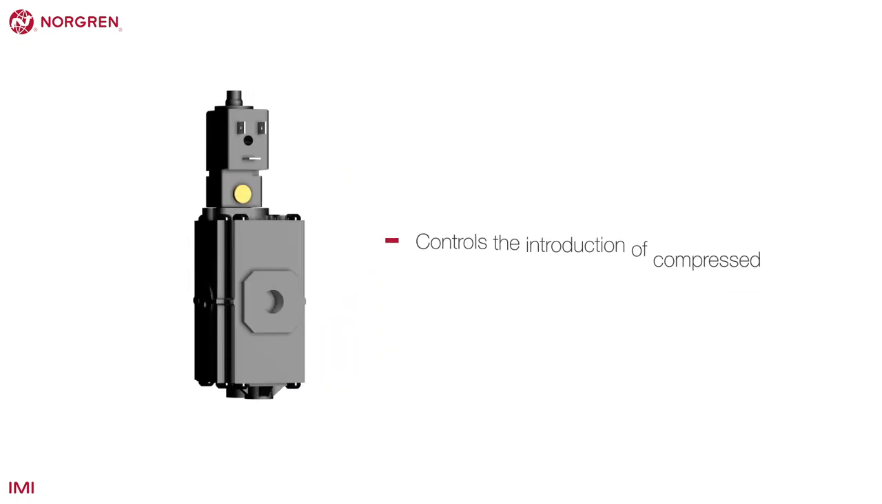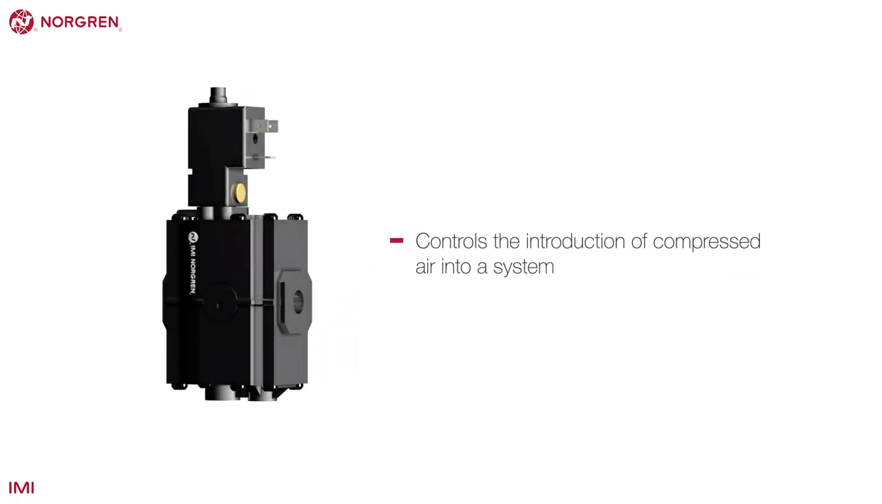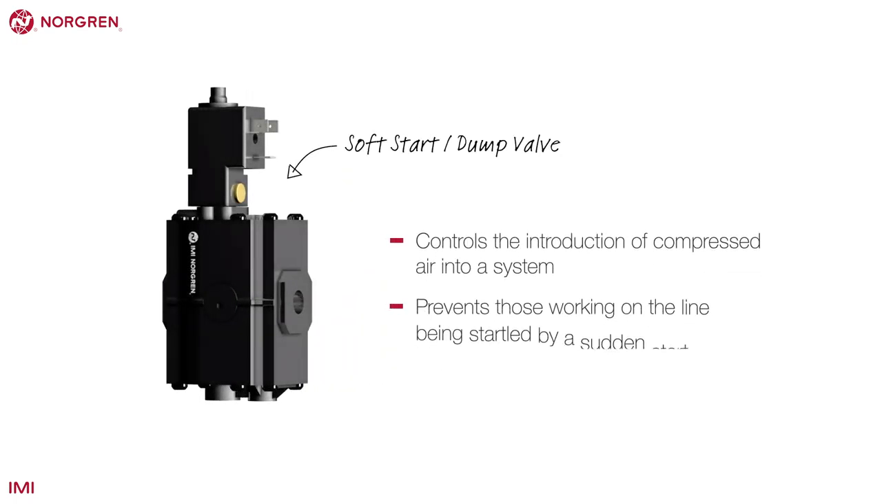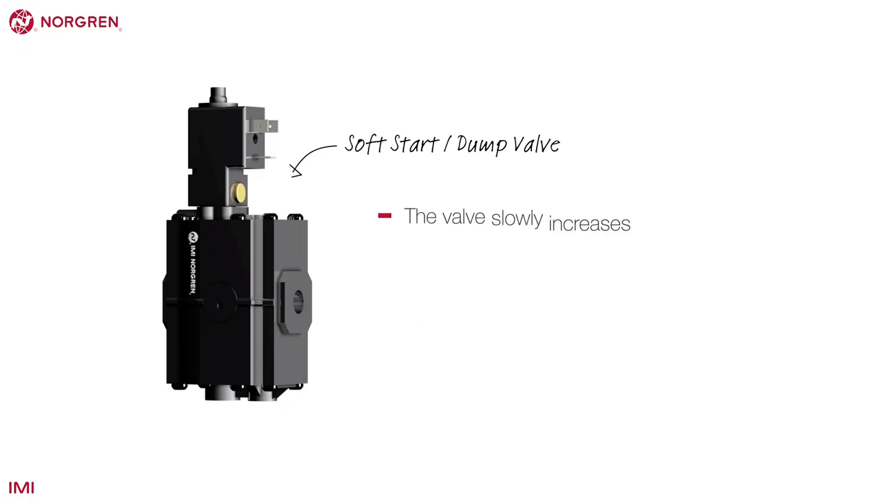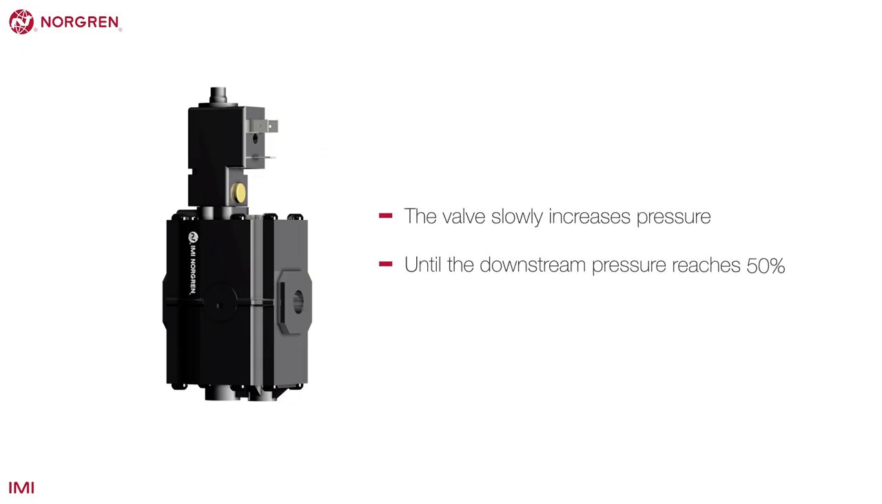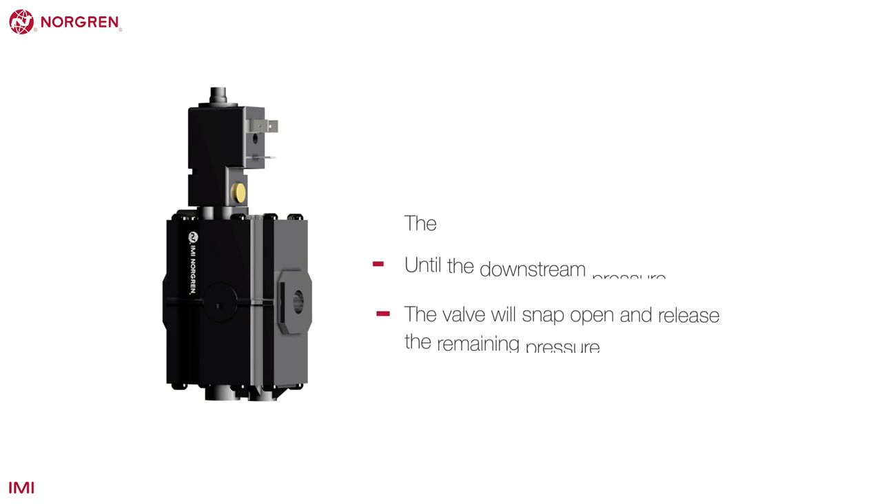Simply switching air on in a system without controlling the process can cause stress on equipment and eventually failure. A soft start valve controls the introduction of compressed air into a system to mitigate these risks and lessen the chance of those working on the line being startled by a sudden start. The valve slowly increases pressure until the downstream pressure reaches 50%. At that point, the valve will snap open and release the remaining pressure.